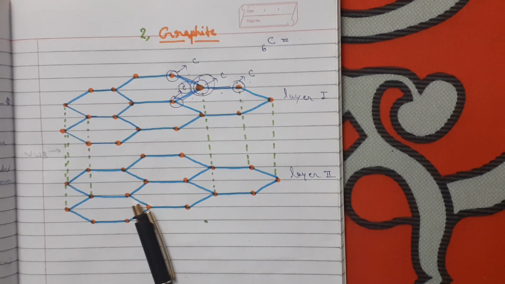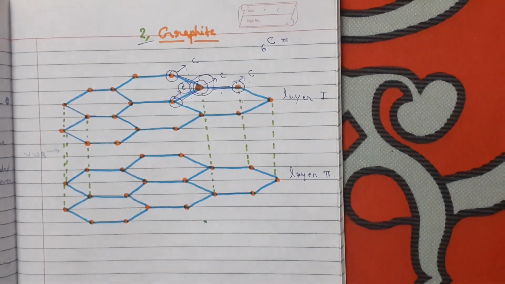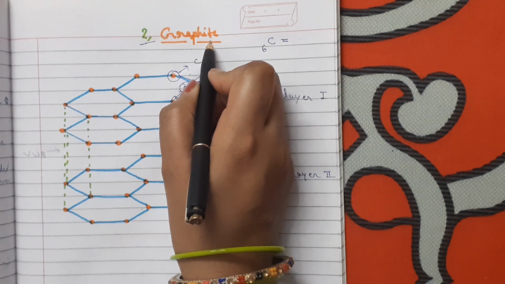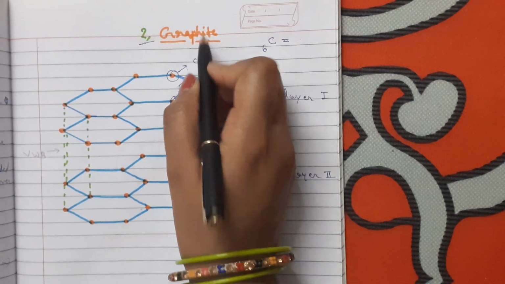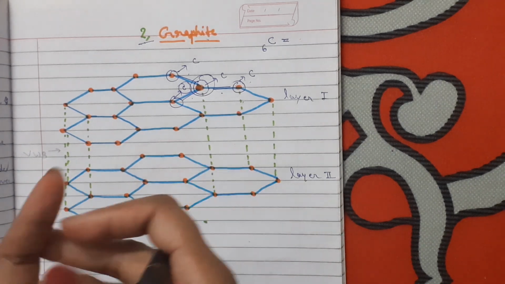So in the previous series we have learnt about diamond, carbon allotrope part 1. This is the second series of carbon allotrope. So we are learning about graphite here, the second allotrope of carbon. Here you can see the structure of graphite, but let's talk about some of its properties first.